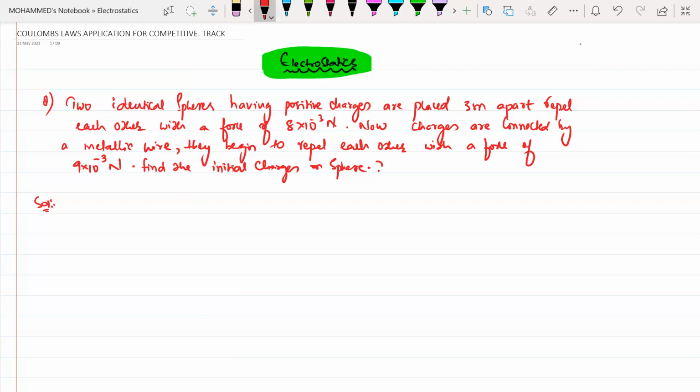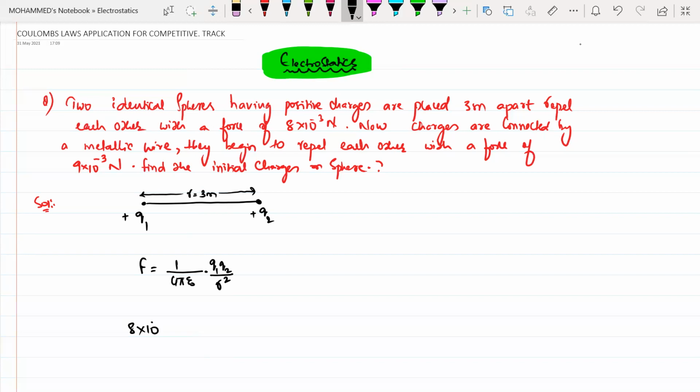Let us assume that initially we have a charge here, Q1, and this one is Q2, separated by a distance R equal to 3 meters. They repel, so both of them should be of the same nature, that is positive and positive. So what is the force between them, beta? F is equal to 1 by 4 pi epsilon naught into Q1 Q2 divided by R square. When they are at a distance of 3 meters, we have a force of 8 into 10 to the power of minus 3.